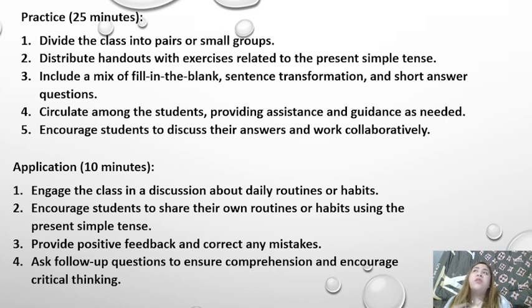And then of course, to extend their learning, the teacher should also give homework or an assignment to the students so that they can create sentences using the present simple. You can also encourage students to keep a journal of their daily routines or habits in the present simple tense. Through that, they can exercise and they will remember your lesson.